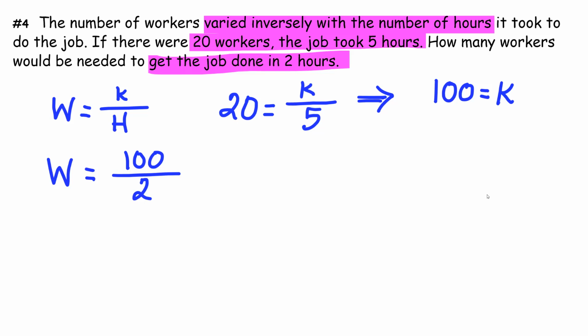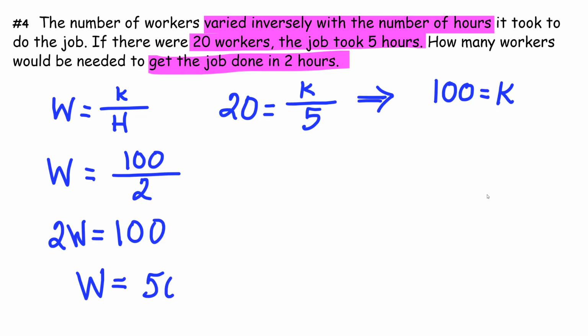So W equals 100 over 2, which means 2W equals 100, and that means that it would take 50 workers to do the job in 2 hours.